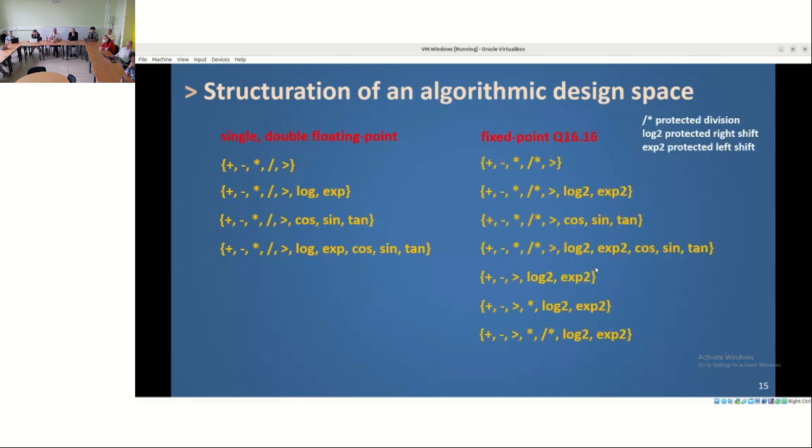We can follow the same strategy for fixed points with 16 bits of precision. And here we differ only for the last 3 instruction sets, where what we will do is approximate logarithm and exponential using bit shifts. So this algorithmic design space is made of 15 Tangle program graphs.